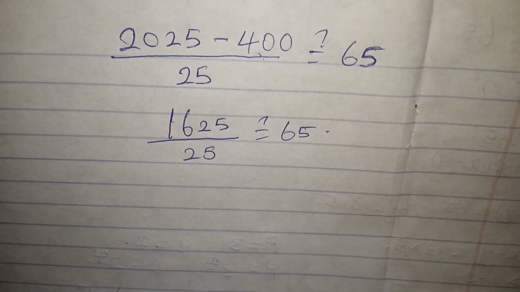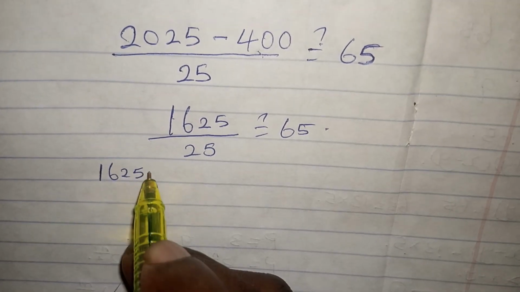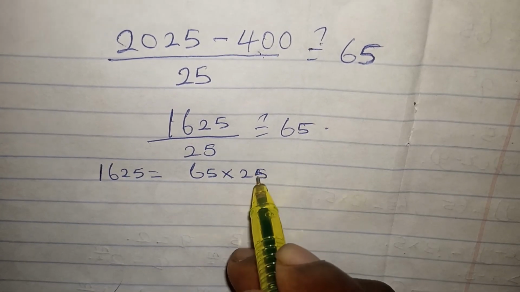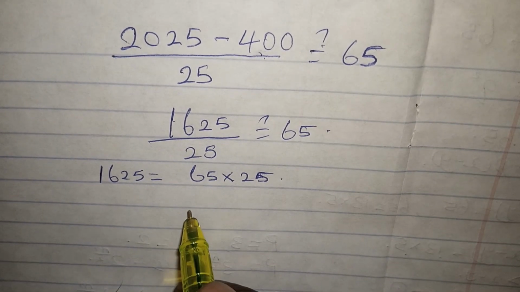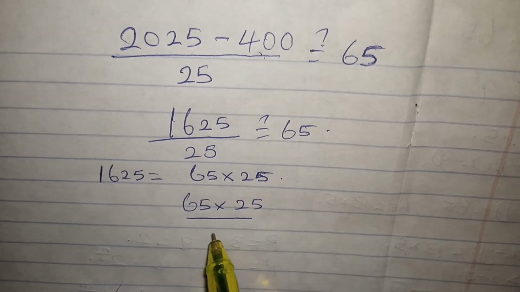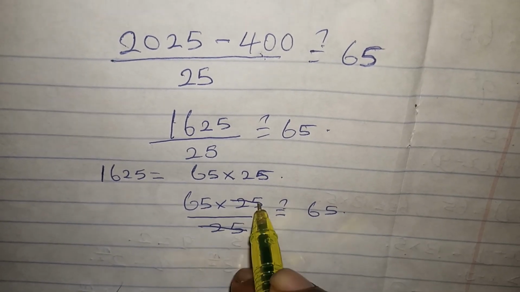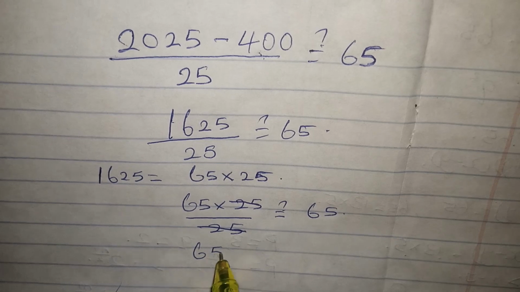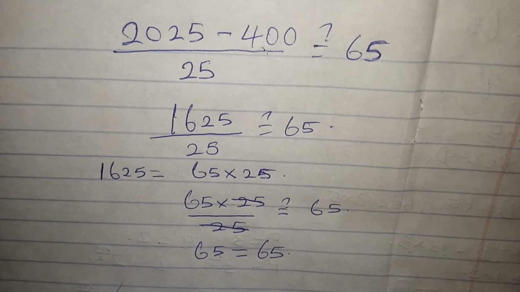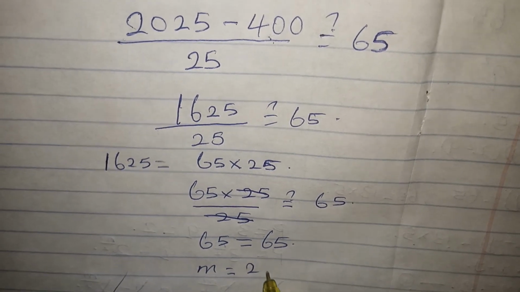Okay? 1625 is equal to 65 times 25. So we can write this as 65 times 25 over 25 is equal to 65. So this and this will go. So we now have 65 is equal to 65. So the value of m in this challenge is correct. Recall we said our m is equal to 2.